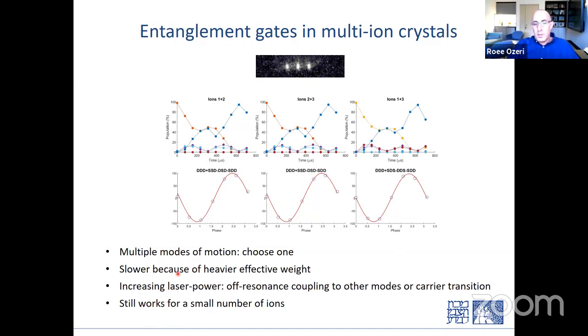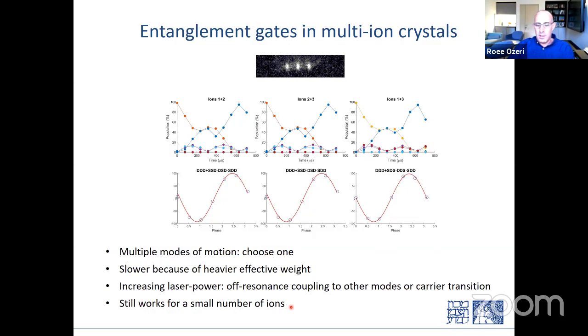There's a little bit of a complication. If I have three ions in my trap, that means I have three modes of motion, and I need to choose one of them. In this case, I choose the center of mass motion, for example, but that's okay. The gate would work slower because I have a heavier effective mass to push around when I try to push the ion crystal. So I'll get a hit of a square root in the number of ions in the gate time. I can mitigate that by increasing the laser power, but then I increase the off-resonance coupling to other modes of motion or to the carrier transition. But even with all these caveats, this approach still works for a small number of ions.